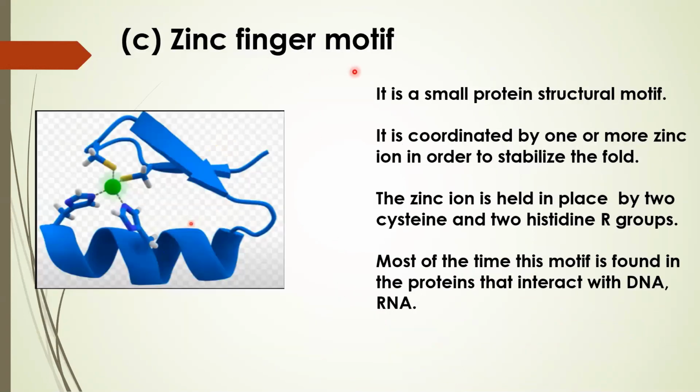The last one is zinc finger motif. It is a small protein structural motif. It is coordinated by one or more zinc ions in order to stabilize the fold. So basically, one, two, three ions are present to stabilize it. The zinc ion is held in place by two cysteine and two histidine R groups. Most of the time, this motif is found in the proteins that interact with DNA and RNA.